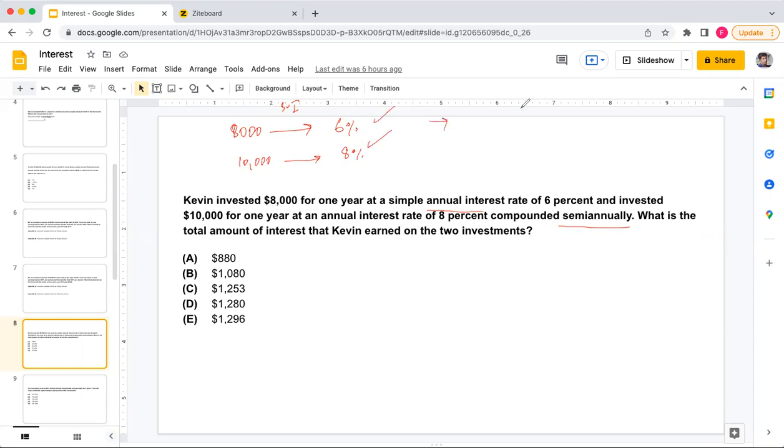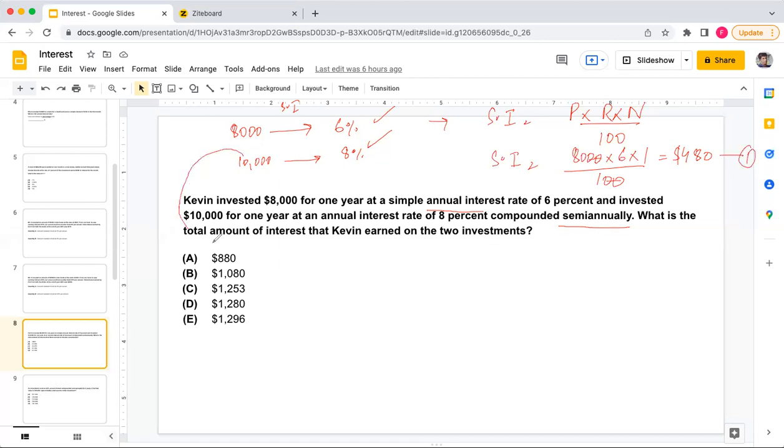So the first one is simple interest. Simple interest is P, the principal amount, into rate of interest into time period, over 100. What is the principal amount? 8,000. Rate of interest? 6%. And N is 1 year, divided by 100. So this came out to be 480. So simple interest for an investment of 8,000 for 1 year at 6% simple annual rate of interest is 480.